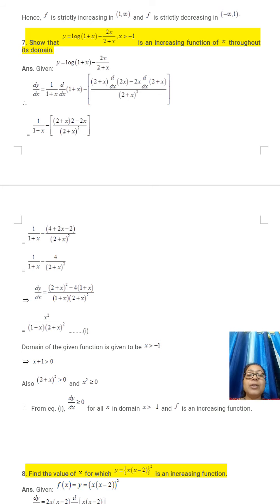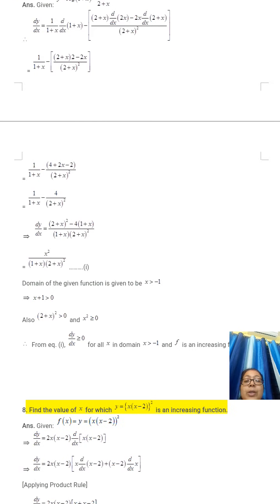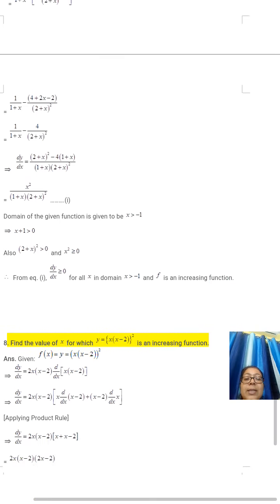The domain of the function is given as x more than minus 1. So obviously x plus 1 is greater than 0, and (2 plus x) square should also be more than 0. That means x square is greater than or equal to 0, to get it positive. We have to show that it is increasing. So for equation 1, dy/dx is greater than or equal to 0 if x is greater than minus 1, and f is an increasing function.